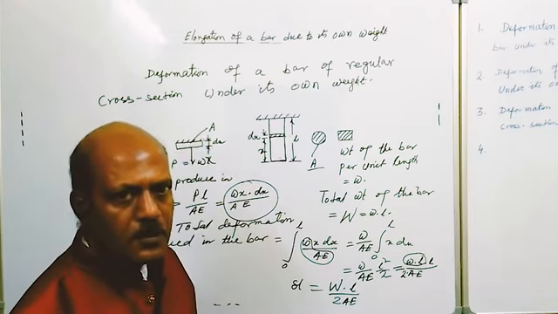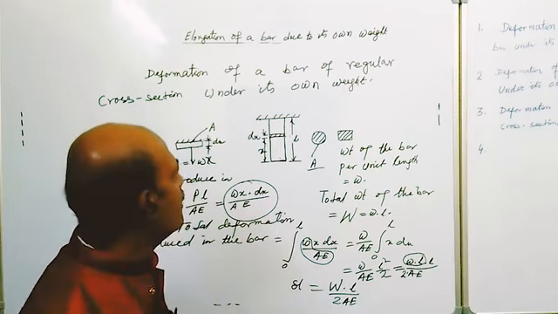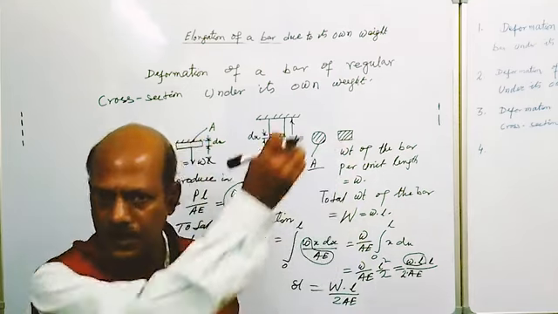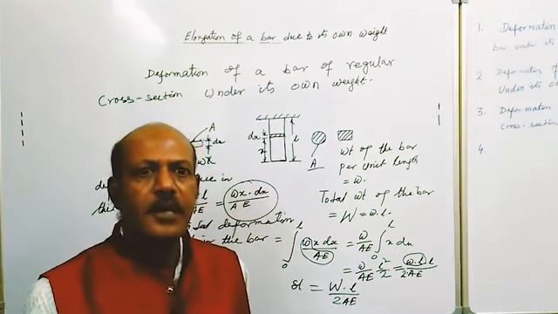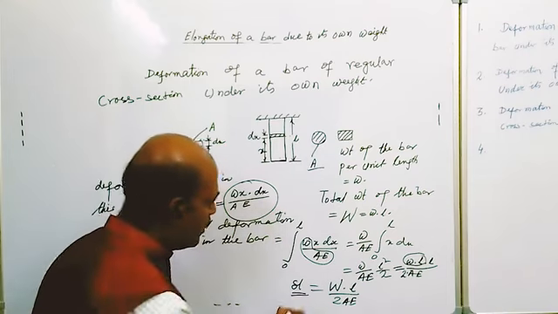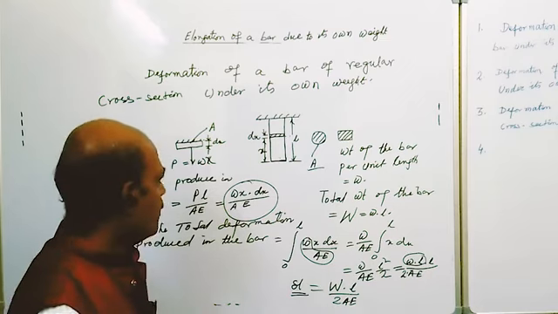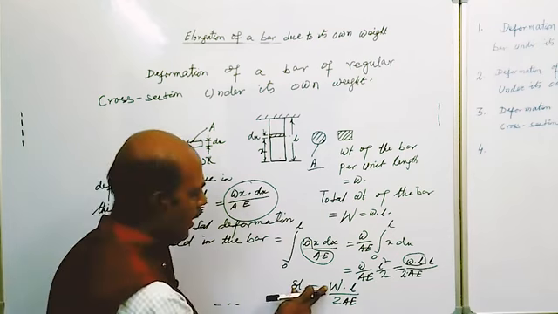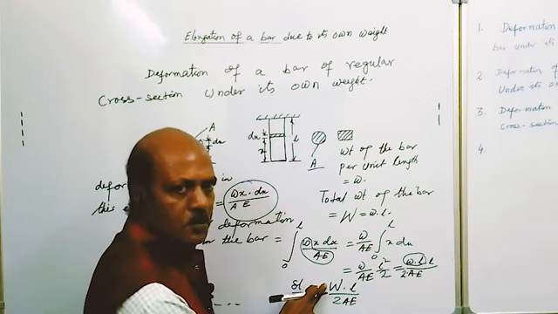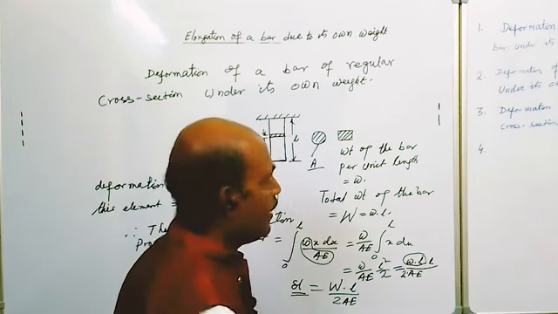The bar is of regular cross section. Regular cross section means the cross section may be circular, rectangular, square, or hollow, but throughout the cross sectional area is the same. For that bar, we can calculate very easily how much deformation is produced in the bar. That is given by W into L by 2 into A into E. So what is W? That is the total weight of the bar which is hanging freely from top. L is the length of the bar. Okay, that is the first case.